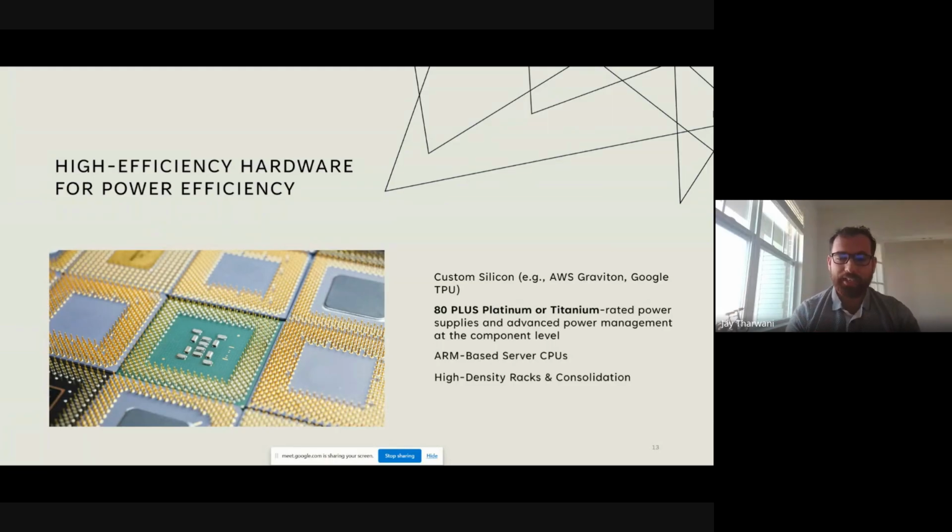Again, we have these, which will be very power efficient. And then you also have high density racks and consolidation, which is basically you stack up servers more and more and more. So the cooling infrastructure which you will need in that data center will be pretty less, right? So that was in hardware. Any questions here?